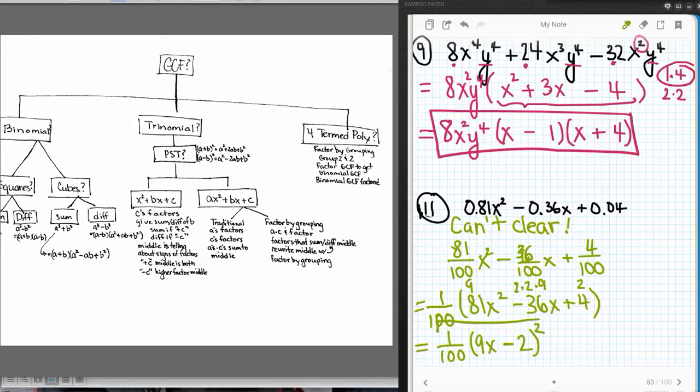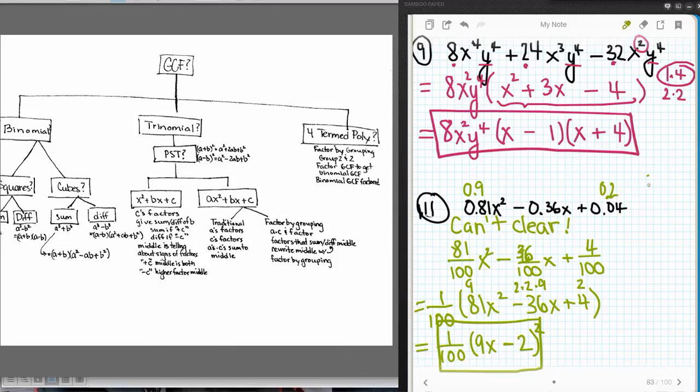So that would be one way that this could look. Now, that is not the only option. The other option is to simply say that 0.81 is a perfect square. It's 0.9 squared, and 0.04 is a perfect square. It's 0.2 squared. And then we have 0.9 times 0.2 times 2, which again does equal 0.36.